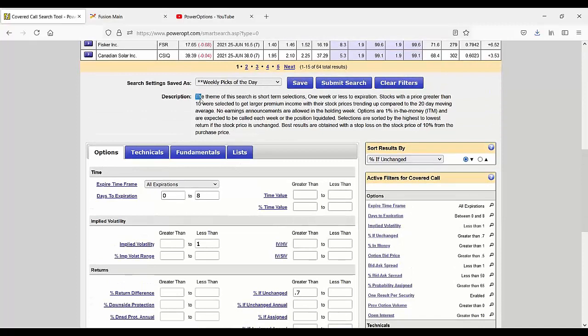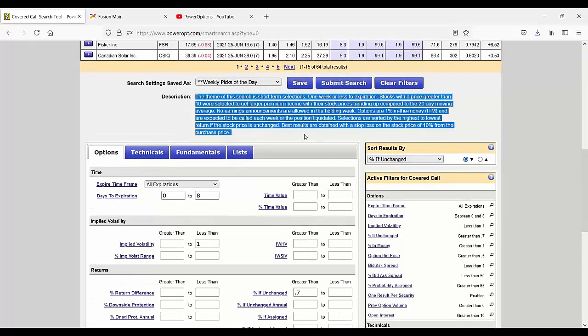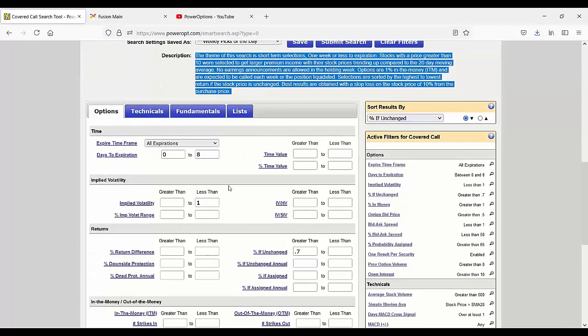Well, in our defaults, we usually put a description there to help you get started. But at the same time, the key is you want to get your hands dirty a little bit. You want to come in and see, okay, what are we looking for here? Return, percent if unchanged, percent if assigned.